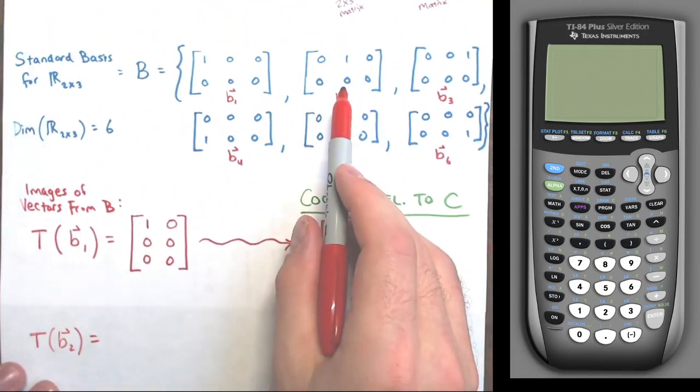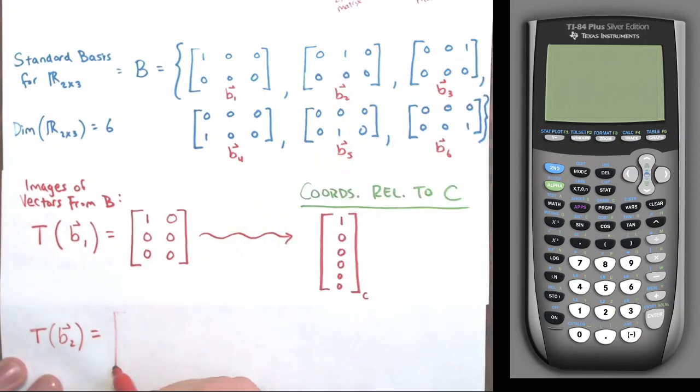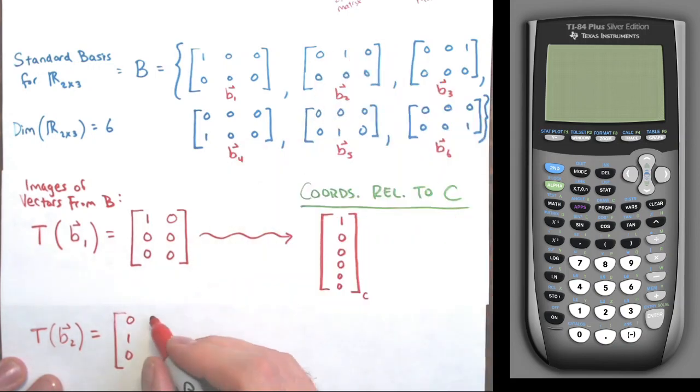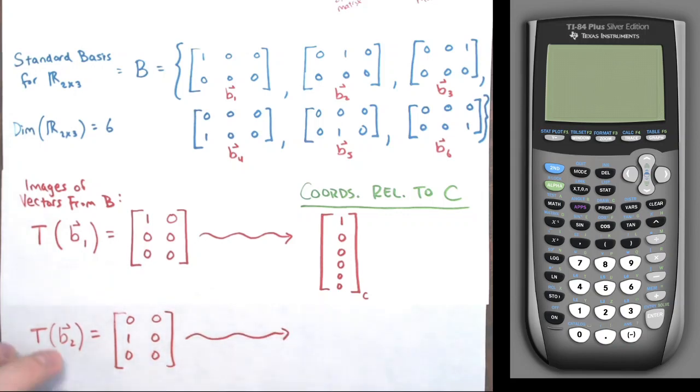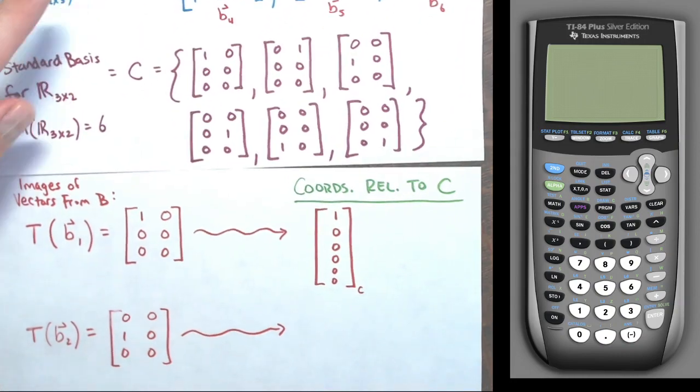And here's B2, this matrix. All right, so again, the first row becomes the first column, it's the transpose. So 0, 1, 0, 0, 1, 0, and then zeros, 0, 0, 0. All right, and I translate this to coordinates relative to basis C. Well, let's bring basis C back.